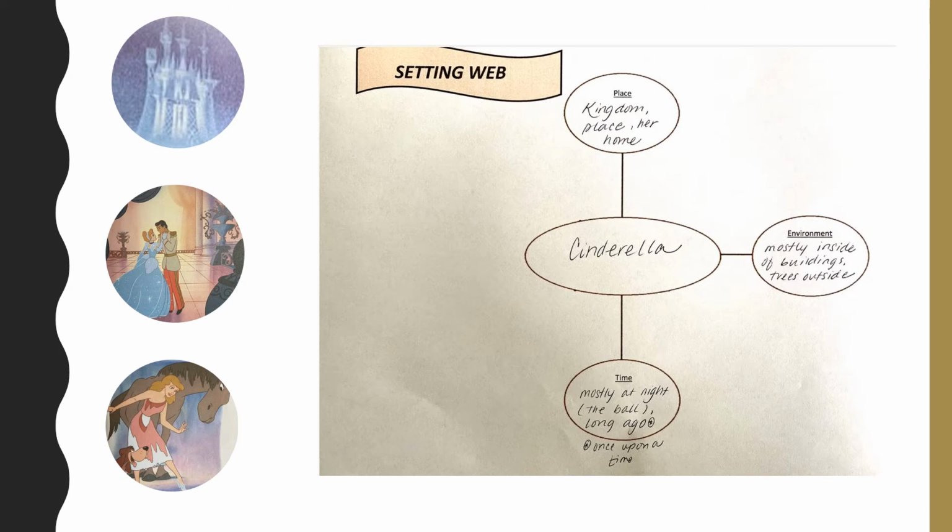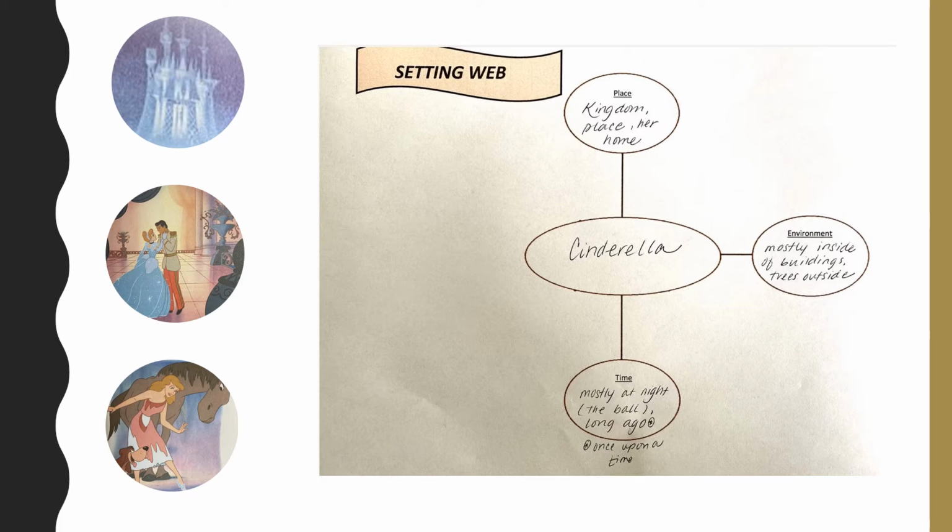So of course I started with Cinderella, and I really thought about some of the places Cinderella was in her story. And what I came up with in that top bubble was that this takes place in a kingdom, and it's near her home because she doesn't have very far to travel from her home to the actual ball that she attends. And then I thought about the environment. She's mostly inside of buildings, inside her home cleaning or at the palace attending the ball. But when we look at some of the pictures on the outside of her home, there's a lot of trees outside. So I think it must have a lot of trees.